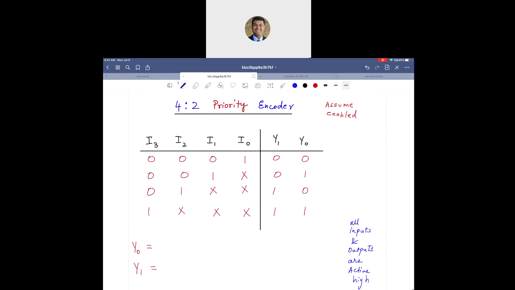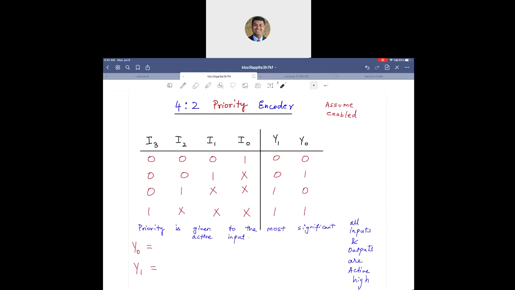In other words, priority is given to the most significant active input. So if I see I2 as 1, I don't care about the least significant inputs here. I will decode that as 10, which is decimal 2 corresponding to I2.